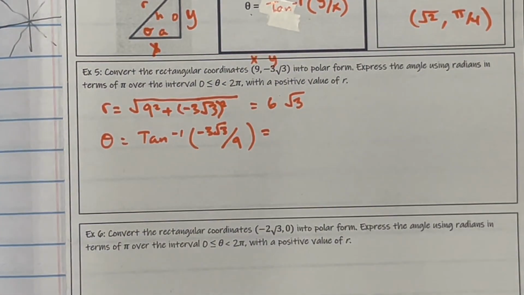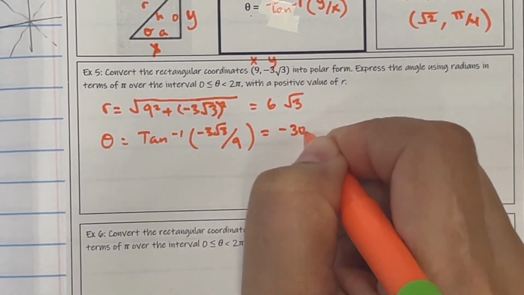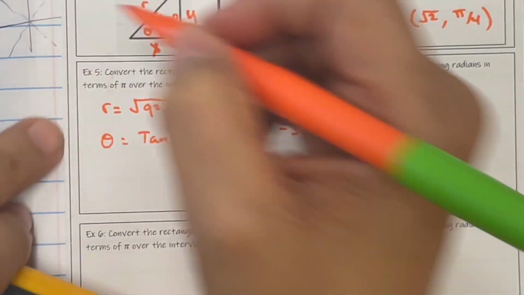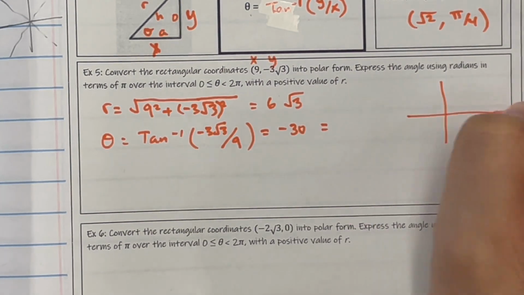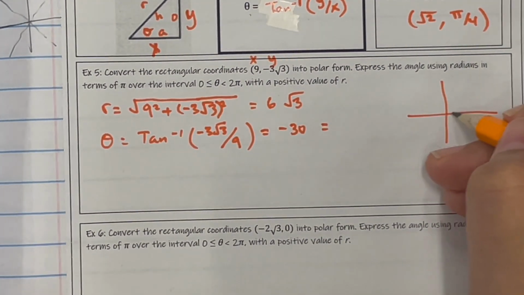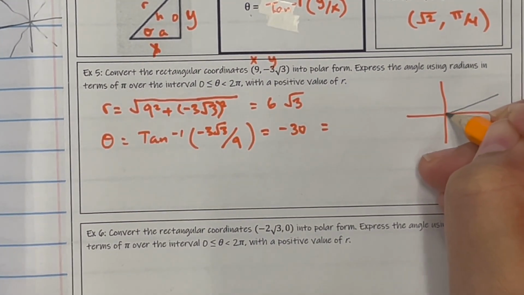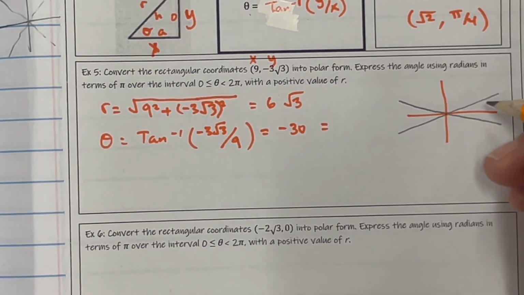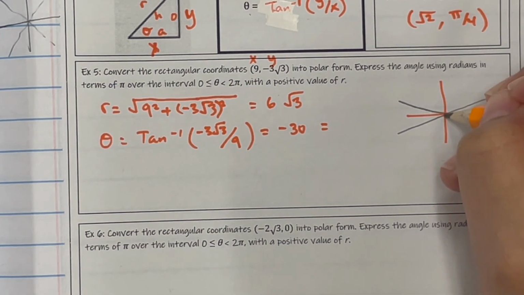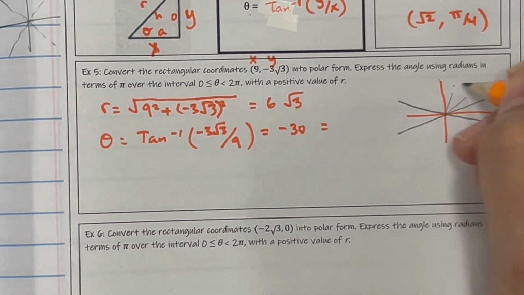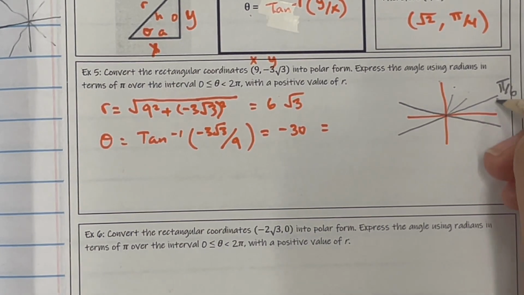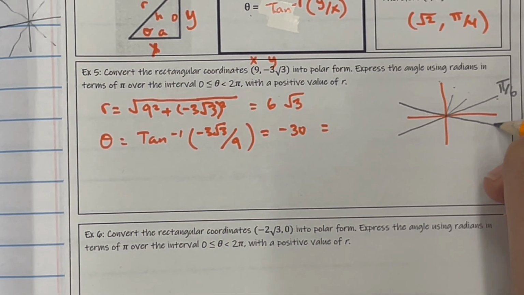And how do I write negative 30 in radians? They usually want the answer in radians. So negative 30 from the unit circle, once again, is right here. This is 30 degrees. So negative 30 is going this way. So this is pi over 6. I want to go negative, so I want to go over here.